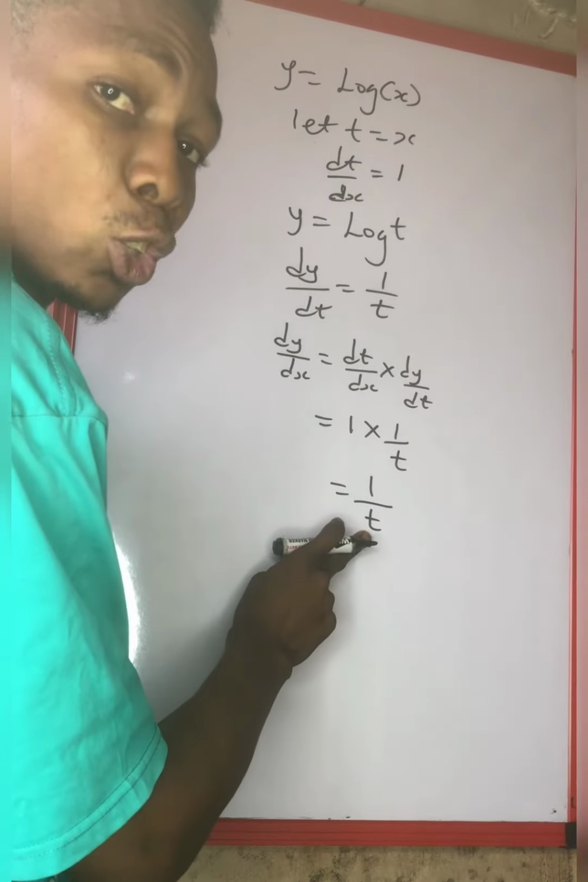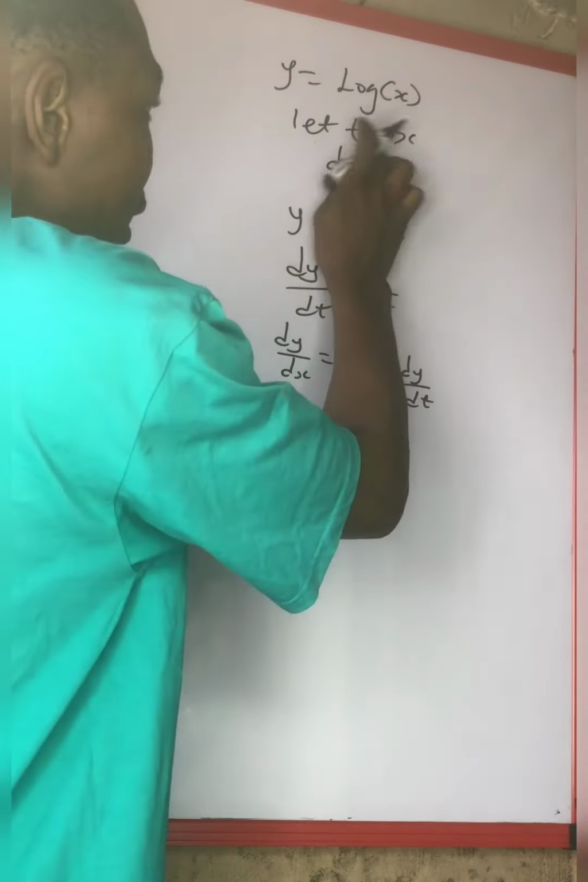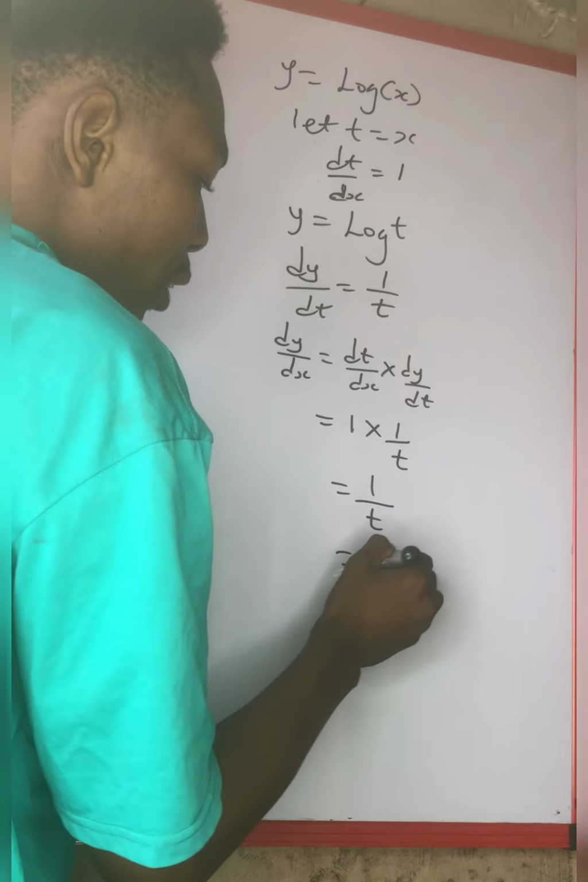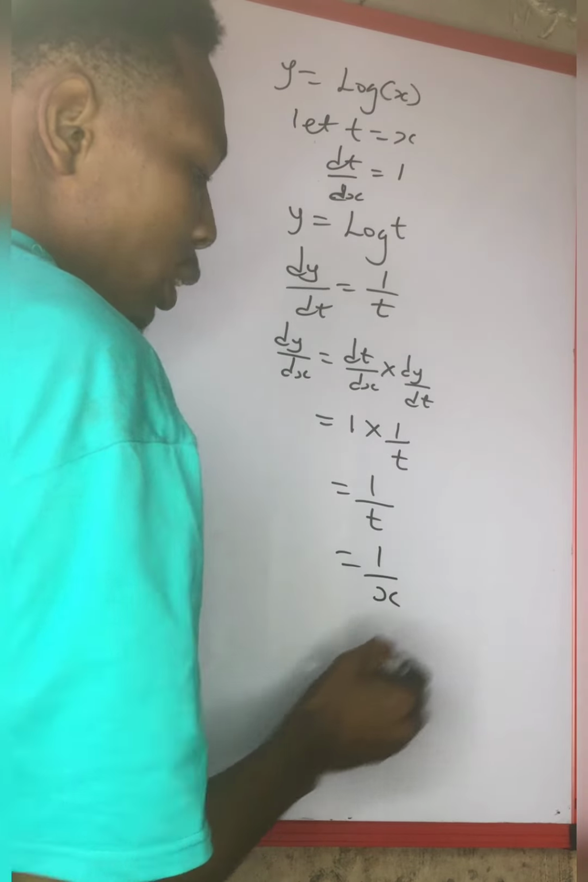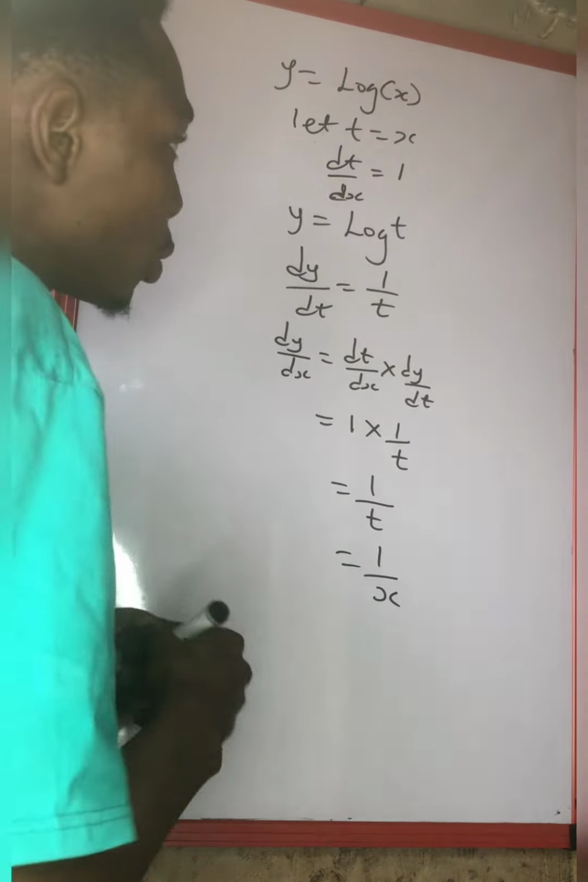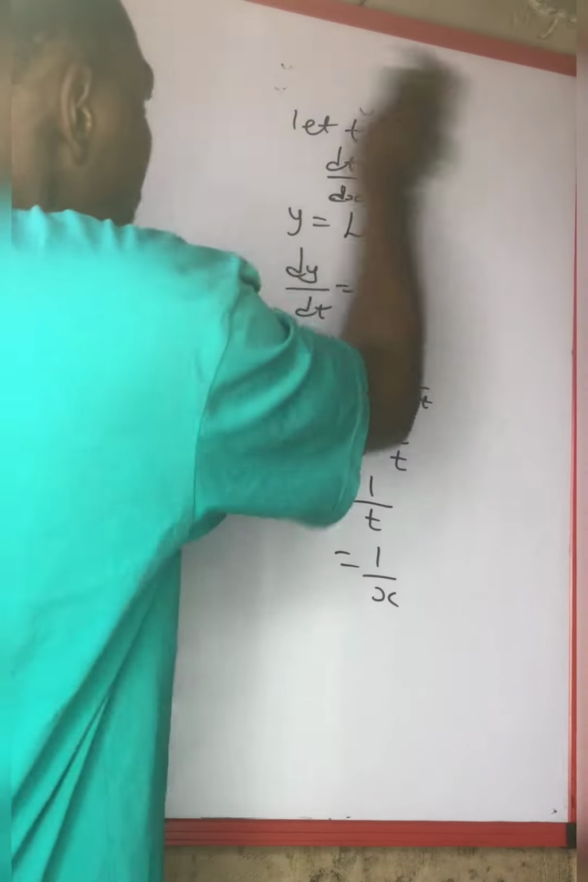This time around, you know the value for t. Our t is representing what? x. Your final answer becomes 1 all over what? x. Okay, so let's take one more question.